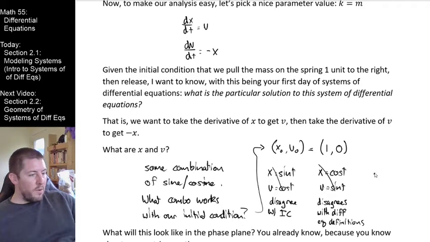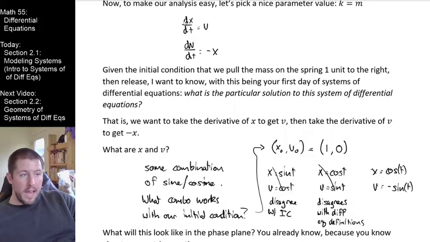So maybe instead we do x equals cosine of t and v equals negative sine of t. Now I'm noticing the derivative of x, the derivative of cosine, is negative sine, so that's good. The derivative of negative sine is negative cosine, so that works. If you plug in 0 for t, we get 1 for x, and if you plug in 0 for t, we get 0 for v.